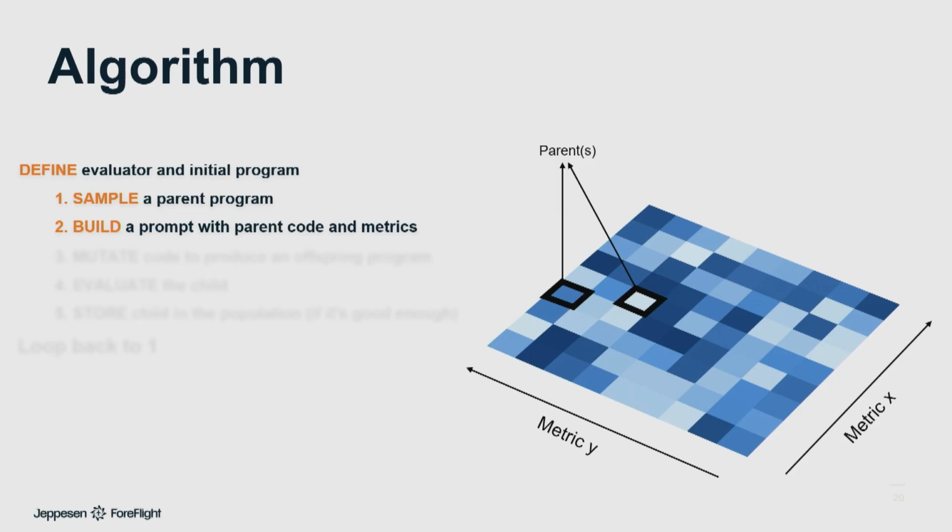And we add this into a prompt, and then we come to the mutation part, where we actually make a code change or change our individual. And so we will send this prompt to the LLM, and then we will receive a code change or a full rewrite of the code.